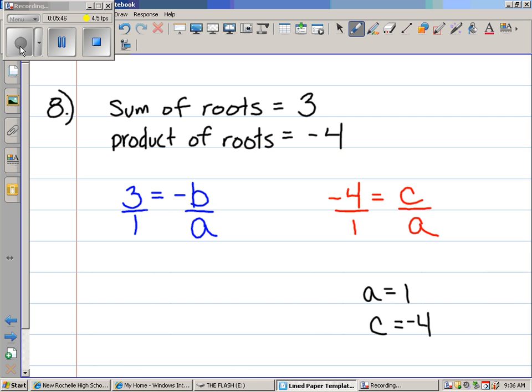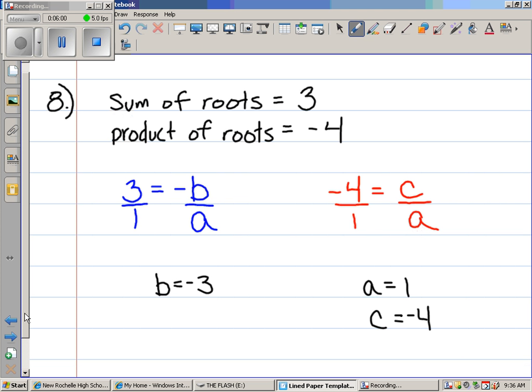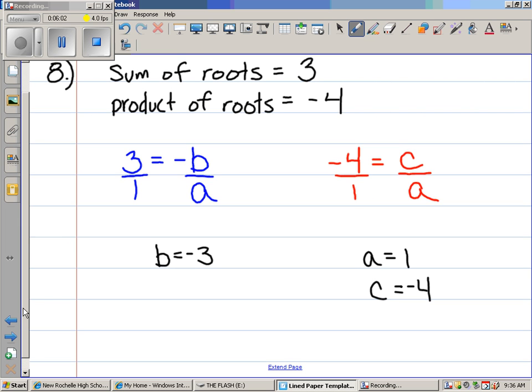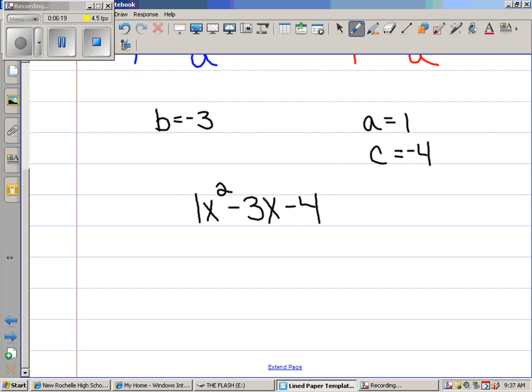Now let's see, how much is b? Now b is the tricky one because it has that negative in front. How much is b? Yeah, b is -3. Are we done? Oh. What's it asking for, right? We want the formula. So we're looking for the formula that's 1x squared minus 3x minus 4. Nope, just that.